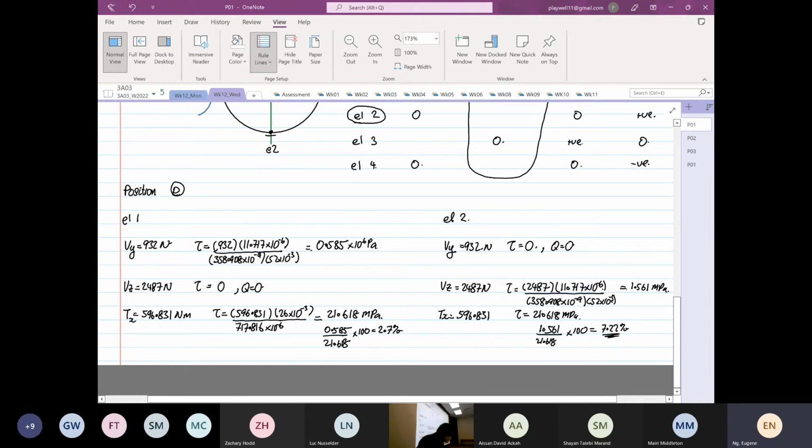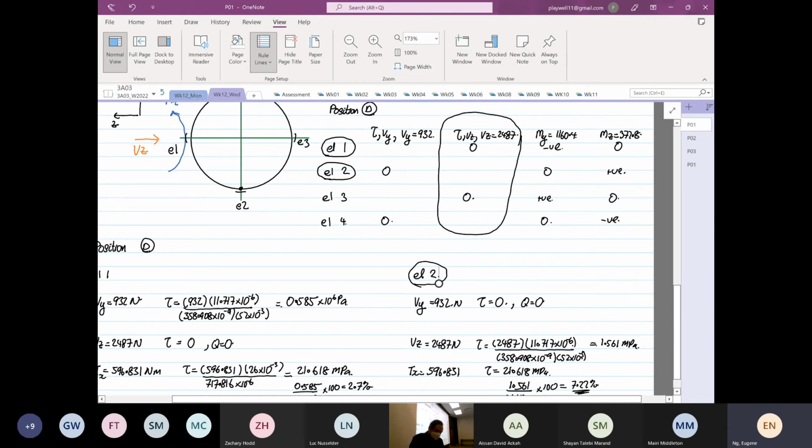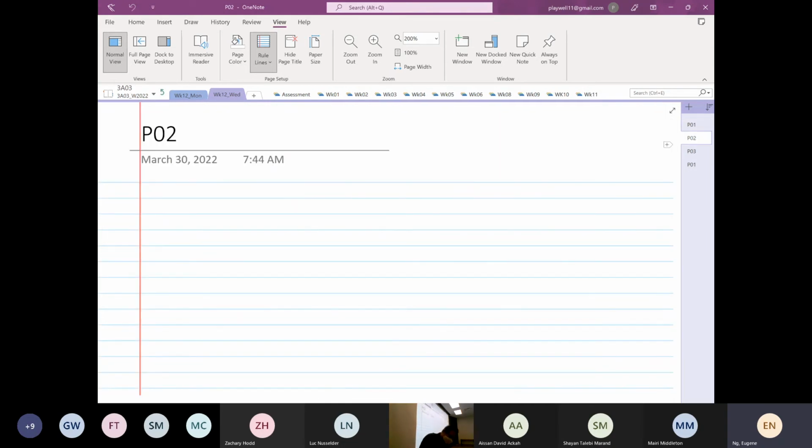So now we are going to focus on element 2. If we look at element 2, due to My the stress is equal to 0. I'll write down here to let you know that we are doing element 2. So for element 2, due to My, the stress in X is equal to 0.